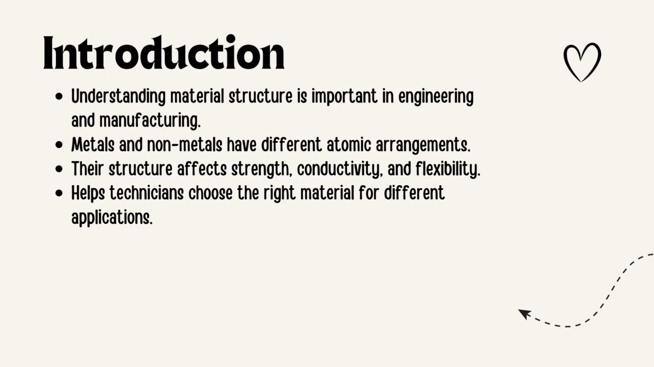Today I will be explaining the structural properties of metals and non-metals. Understanding these materials is very important in the engineering and manufacturing field. Metals and non-metals have different atomic structures, which cause them to behave differently in terms of strength, conductivity, and flexibility. In this presentation, we will learn how their structure affects their physical and mechanical properties, and how we can choose the right material for different applications.